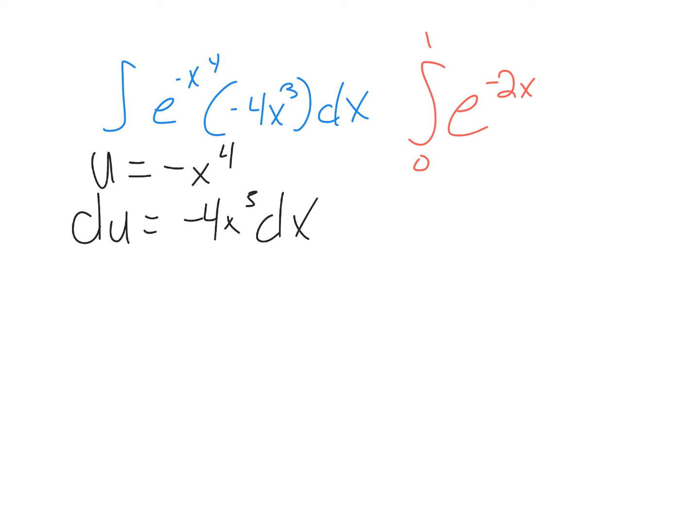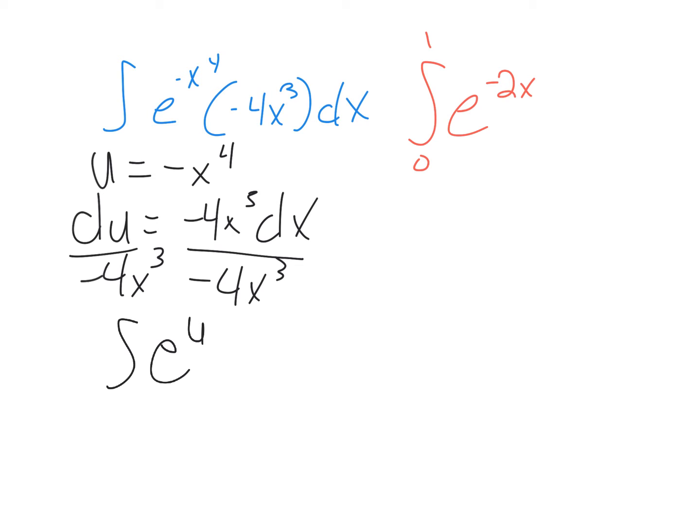I want to know what dx is, so I'm going to divide by negative 4x cubed. And then I'm going to substitute, if you recall, we were substituting that in for dx. So it'll be integration, we're substituting in u for negative x to the fourth, so it'll be e to the u rather, and then we're going to substitute in the du over negative 4x to the third.